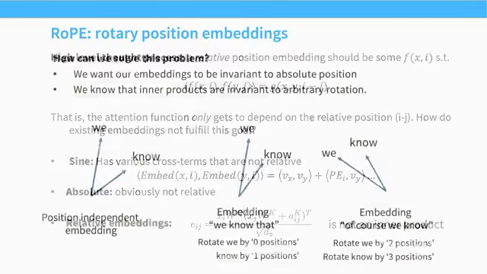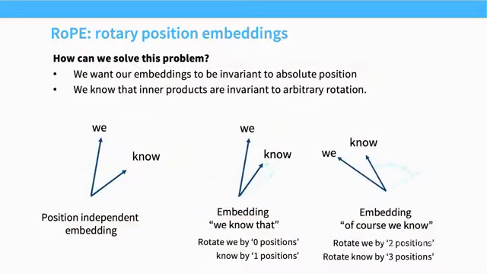So given this, you might ask, is there a nice way that we can truly have this relative embedding? And the idea is very cool. It's really just looking at properties about angles and cosines. So we want our embeddings to be invariant to absolute positions, and we know that inner products of any kind are invariant to arbitrary rotation, right? So the idea is to say, I'm going to take my semantic word vectors, the ones that are independent of any position. So this is my starting point. And then I'm going to rotate each of these vectors, in this case in 2D, based on the position that the words appear.